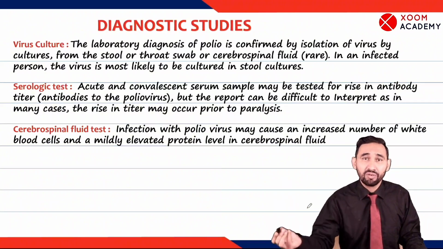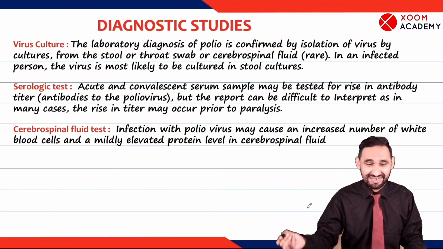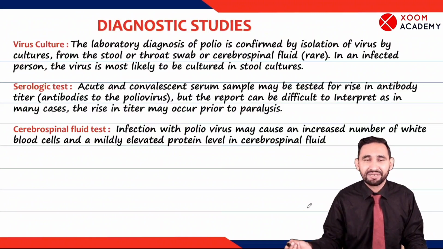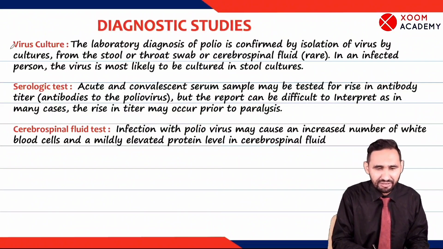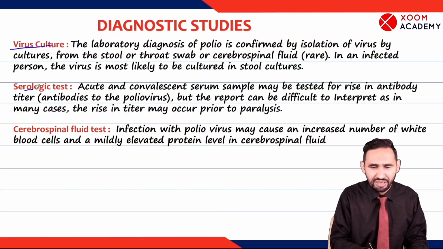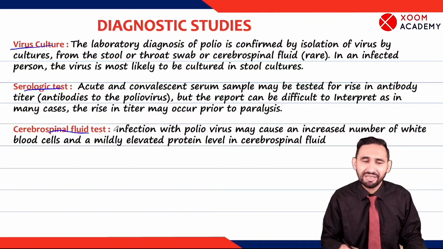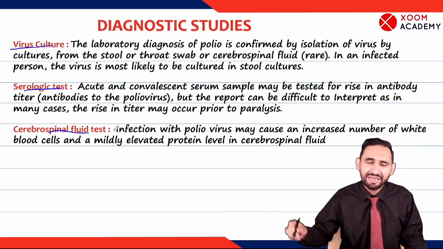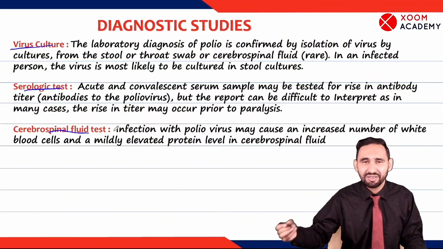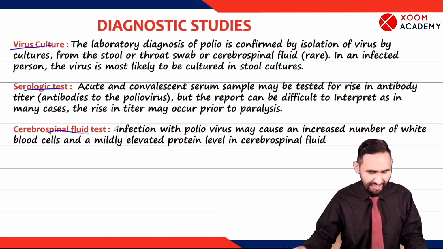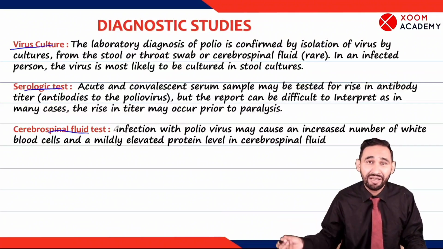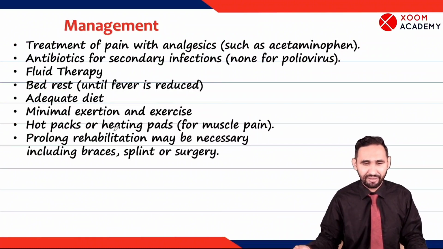We have to diagnose, so we have to do certain tests. Various tests are performed to isolate poliovirus. Number one is virus culture. Number two are serological tests and cerebrospinal fluid test. We have to do lumbar puncture. These are diagnostic tests. You have to remember their names only: virus culture, serological test, and cerebrospinal fluid test. We can isolate poliovirus by performing these tests.